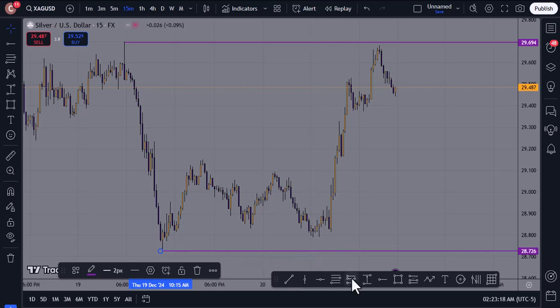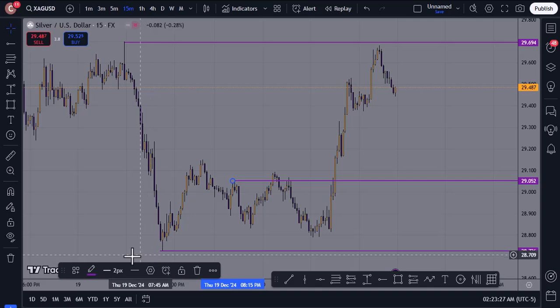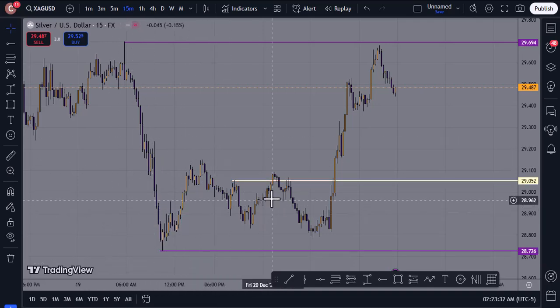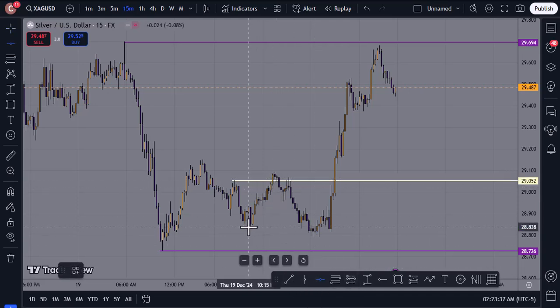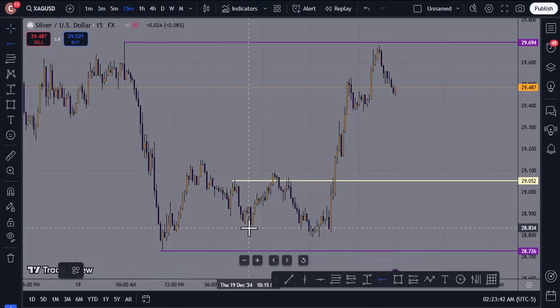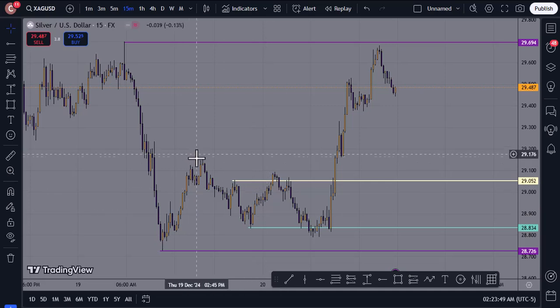Okay, so let me outline some other intermediate highs and lows. So let me take this one and I want to use yellow. Okay, so that's for this, and also I think I need this one. Oh, no, I want to use the ray. Okay, yeah, so that's this, and also fair value gap.